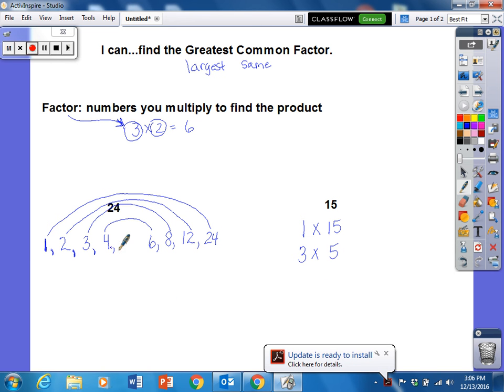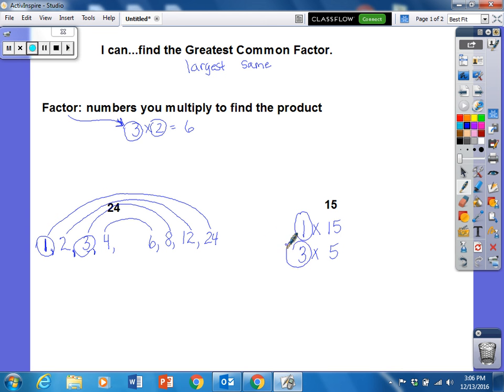So now I have a factor rainbow strategy, and I have a listing my factors strategy. Either one will work just fine for finding the greatest common factor. So first we will look at our numbers, and we're going to circle all the ones they have in common, or the same. So I know that they have a 1 here and a 1 here. Those are the same. So those are numbers we have in common. Is there a 2 in common? Nope, there's a 2 here, but not here. Is there a 3 in common? Yes, there's a 3 here and a 3 here.